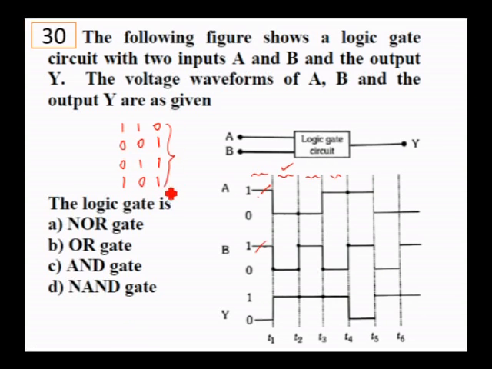Now this kind of gate will be a NAND gate. A NAND gate will be exactly opposite to an AND gate. So in an AND gate you will see that the first one should give you 1, but it is giving 0. 1 and 1 is 1, but the inversion of that is 0. So this must be a NAND gate.